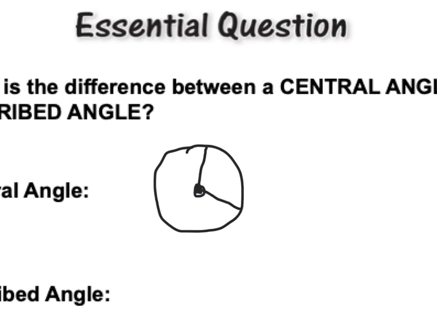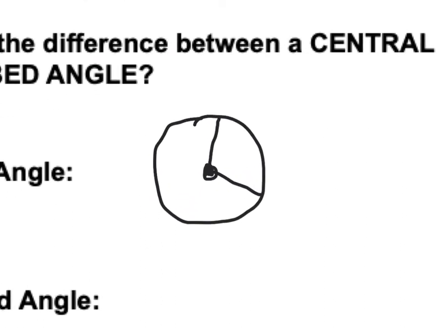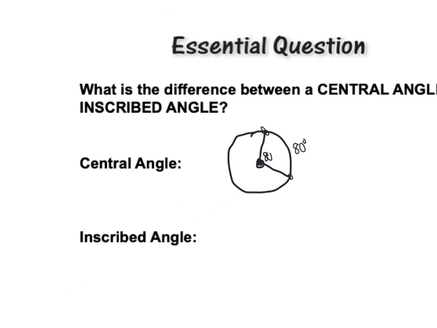And we learned also that if the central angle had a measure of, say, 80 degrees, the measure of the arc that it intercepted was also 80 degrees. So with a central angle, that means that it's going to be in the center of the circle, and the arc and the angle measure are going to have the same measure.